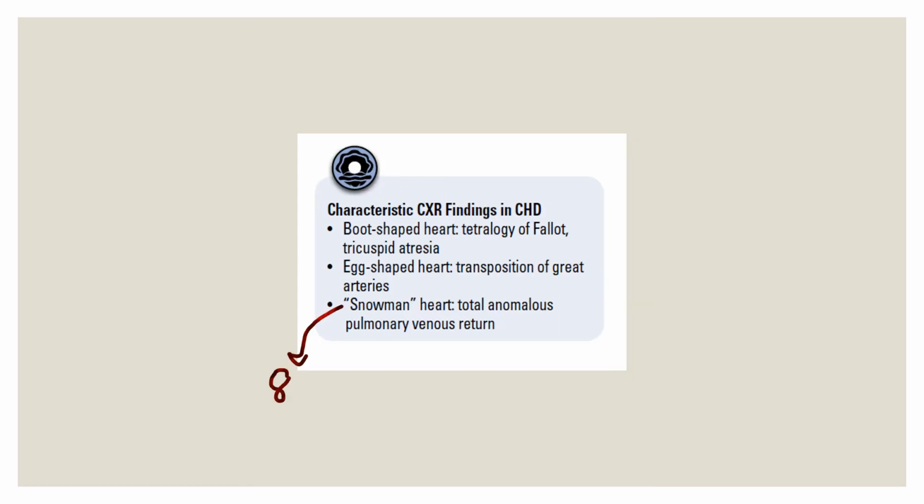So chest X-ray findings in tetralogy of Fallot is boot-shaped heart. Egg-shaped heart is seen in transposition of great vessel. Snowman heart is seen in total anomalous pulmonary venous return. Okay, that is Snowman or figure 8 sign.